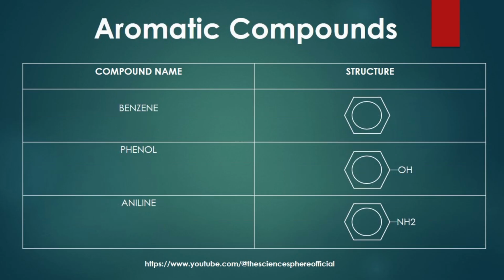Now you can see, I've added a few examples of aromatic compounds. This slide shows compounds like benzene, phenol, and aniline, along with their structures. You'll notice that all of them have a hexagon-shaped ring with alternating double bonds. This ring is called a benzene ring, and it's the key feature of aromatic compounds.